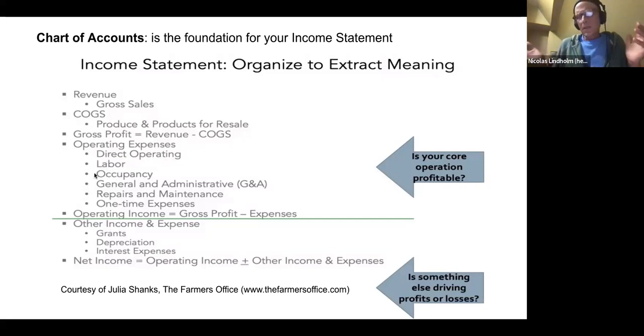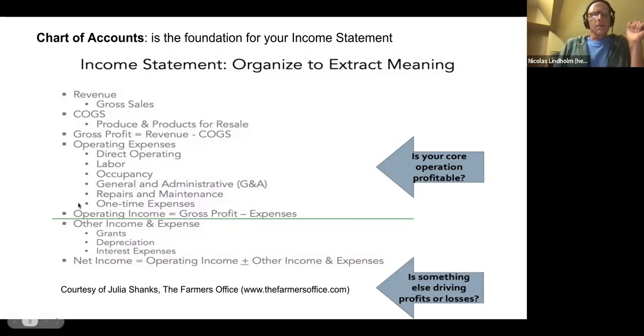Occupancy is just a term that means like if you have rent or utilities. General and administrative would be mostly your fixed costs, things like your insurance. If you're certified organic, then it's your organic certification fees. Maybe if you have an accountant or legal fees for incorporating, that's kind of general and admin costs. Repairs and maintenance are kind of self-explanatory. Julia likes to put in these one-time expenses up here too. That's like if you're buying a hoop house or a one-time big expense that impacts that year's income or cash flow. This might be a place to put it too.